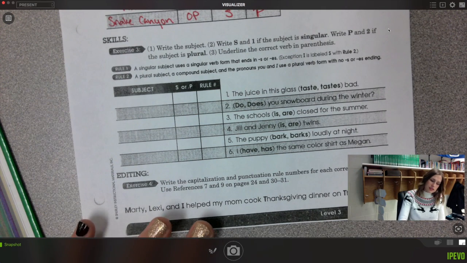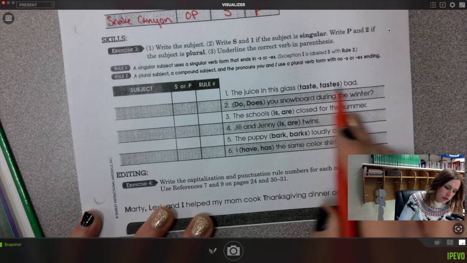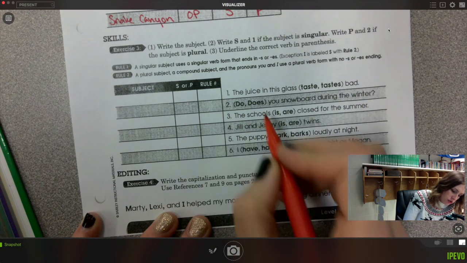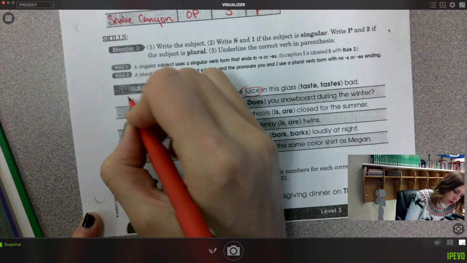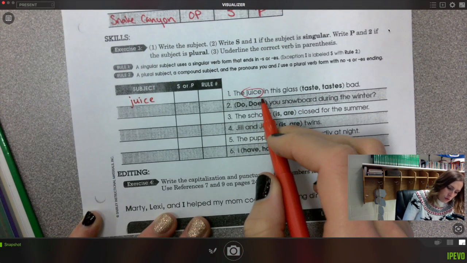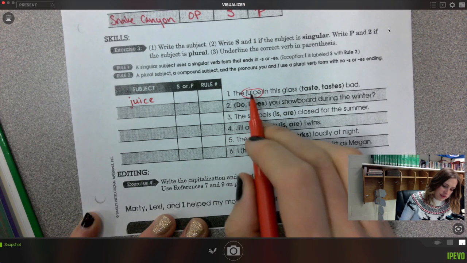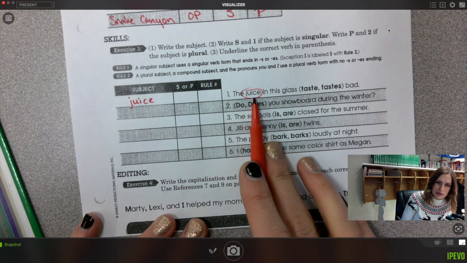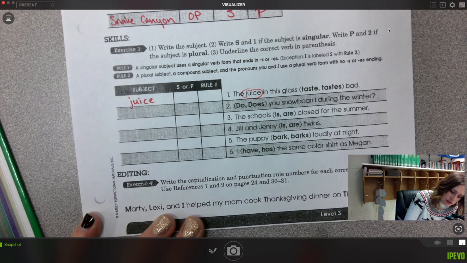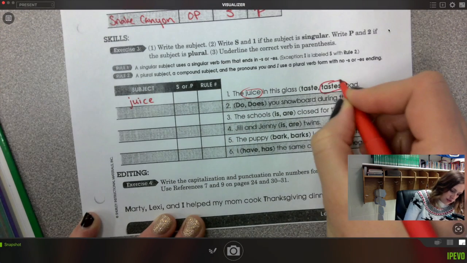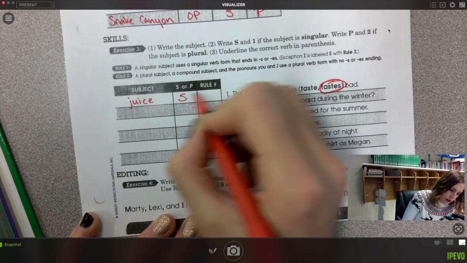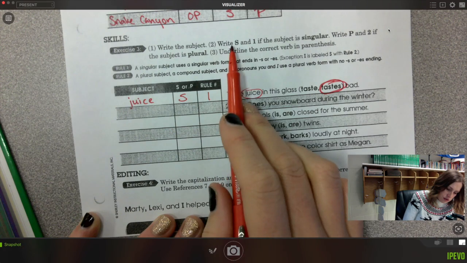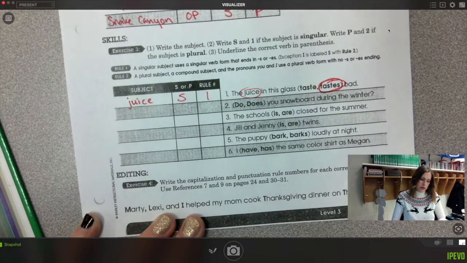The juice in this glass tastes bad. Well, our subject would be juice, so go ahead and write juice right here. What tastes bad? Juice. Subject, noun. The juice taste bad or the juice tastes bad? Tastes. Now, does that match our rules? Singular, which would be rule 1. Yep, singular. Rule 1. Good. It ends in an S.